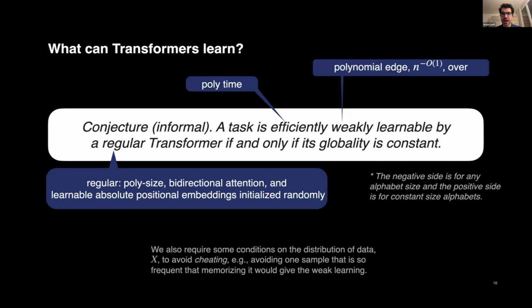And of course, this conjecture has some conditions. For example, we assume some conditions on the distribution of the data. For example, there is no sample that appears so frequently that just memorizing it would give you this accuracy. And also, for the positive part of this conjecture, we only conjecture it for the case that the alphabet is constant. So this is the conjecture.